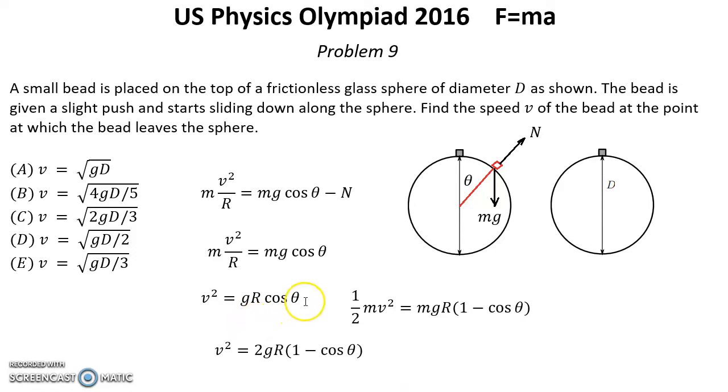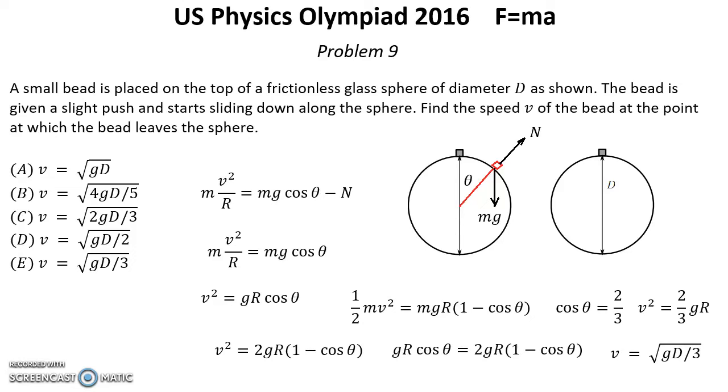Now we can find cosine theta by equating this v squared and this v squared. That will give this equation, and cosine theta equals 2 over 3. It means that v squared equals 2 over 3 gr. And finally v equals the square root of gd over 3, which is answer E. That was the solution for problem number 9.